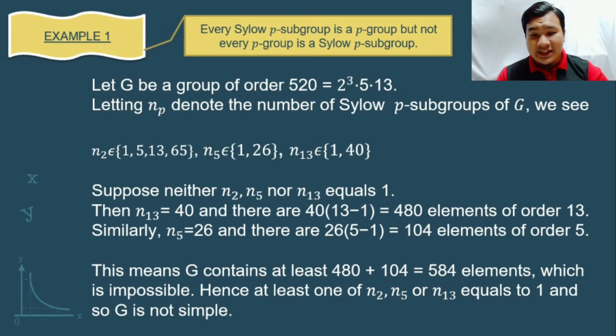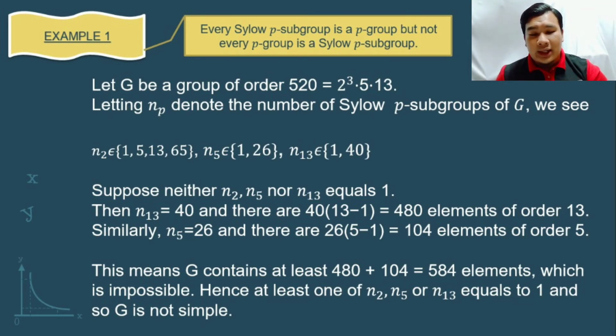So first, we let G be a group of order 520. We do some prime factorization, and from there we have 520 equal to 2 to the power of 3 multiplied by 5 multiplied by 13. So now we let n_p denote the number of Sylow p subgroups of G. From there we can see that n_2, the number of Sylow 2 subgroups, has the possibilities of 1, 5, 13, and 65. And n_5 has possibilities of 1 and 26. And for n_13, we have possibilities of 1 or 40.